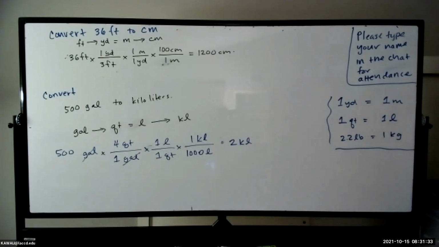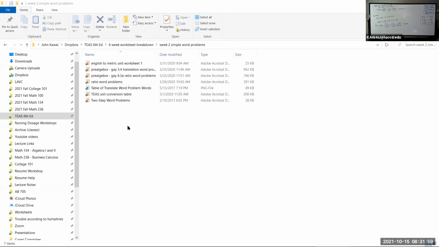Okay. Now, let's look at, let's see. So what we're going to work on now is a bunch of different kinds of problems. So let's share screen. So if we look at this table of translate word problem words. That's a tongue twister.